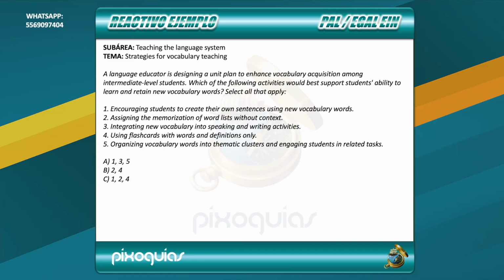Select all that apply. 1. Encouraging students to create their own sentences using new vocabulary words. 2. Assigning the memorization of word lists without context. 3. Integrating new vocabulary into speaking and writing activities. 4. Using flashcards with words and definitions only. And 5. Organizing vocabulary words into thematic clusters and engaging students in related tasks.